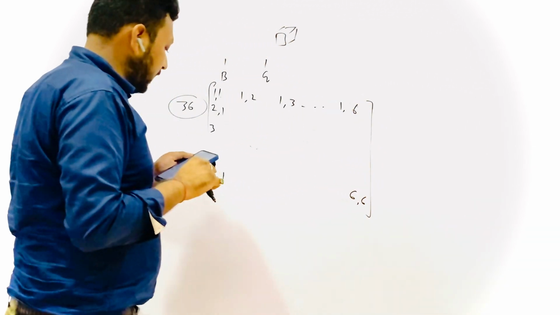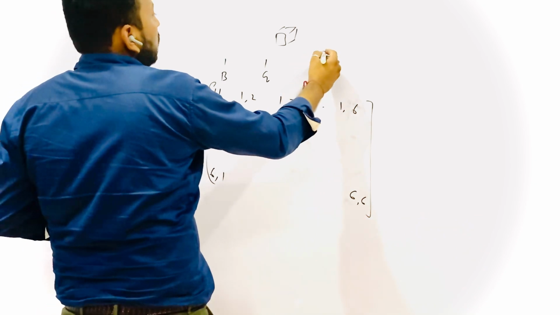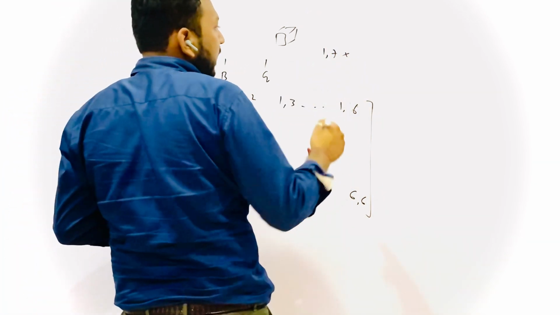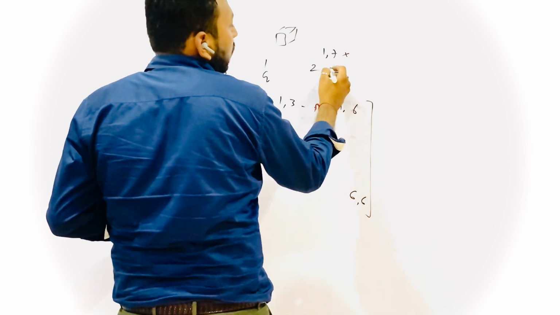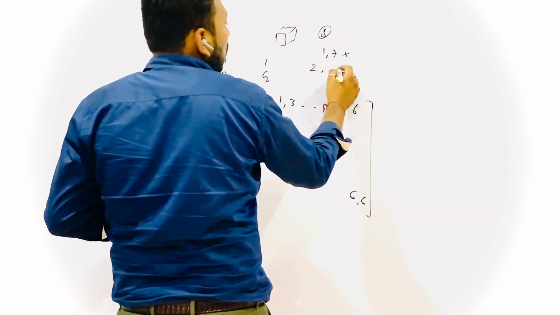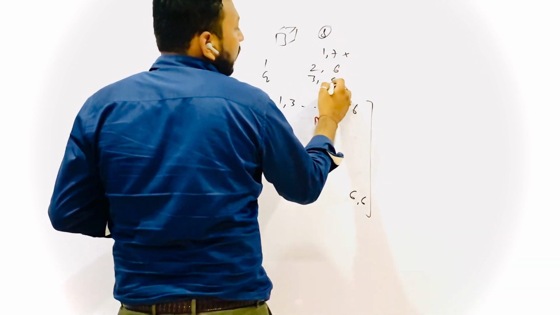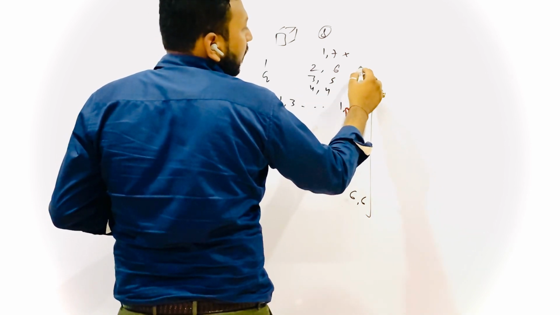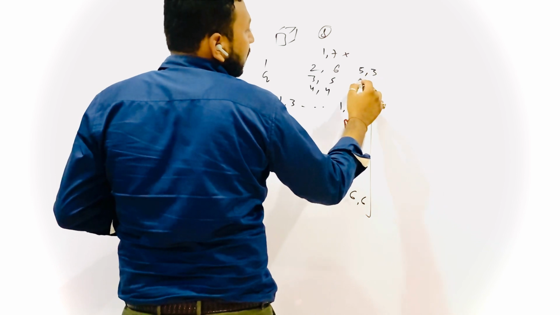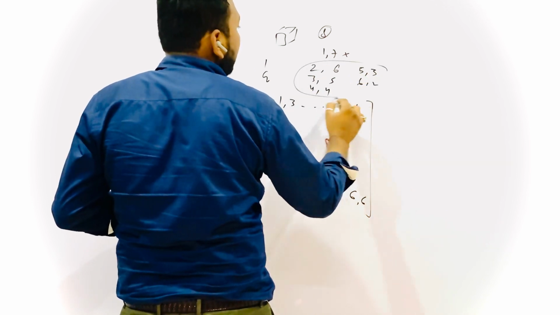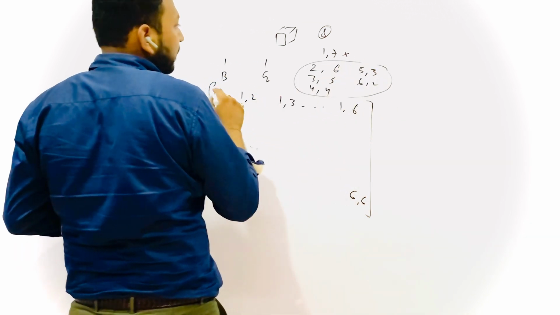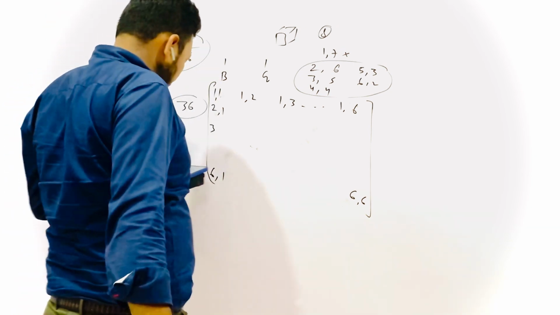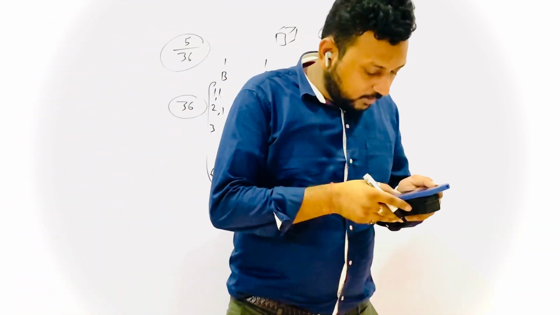So how can the sum be 8? 1, 7 is not possible, right? 7 is not there on the die. So it starts with 2. So the sum is 8 with 2, 6. Then it's 3, 5. Then it's 4, 4. Then 5, 3. Then 6, 2. So how many favorable are there? 1, 2, 3, 4, 5. 5 favorable, total is 36. Right? So this is the answer.